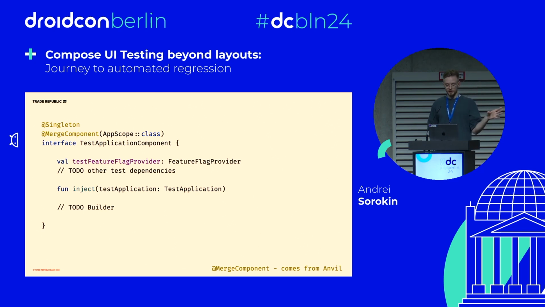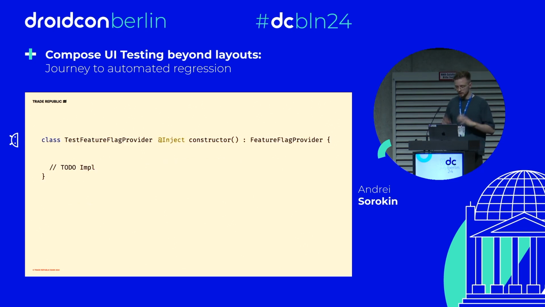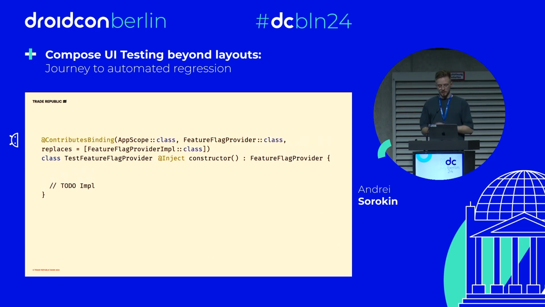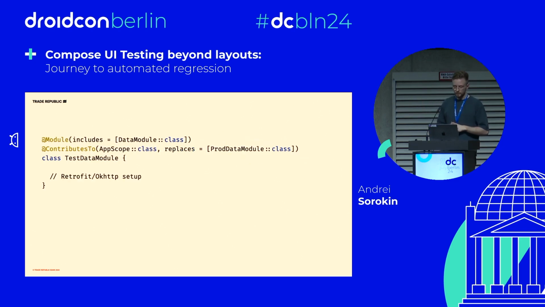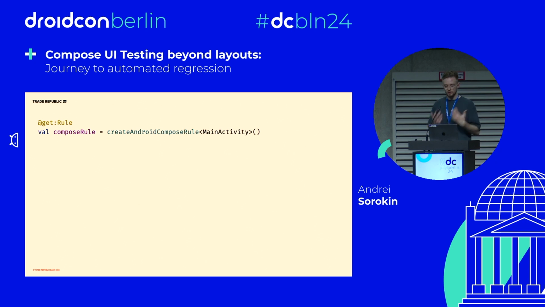So for example, if we need to provide this feature flag provider, we can create a test implementation, and using this contributes annotation, we can replace the actual implementation. So you could also have this on a module scope. For example, with the whole data module, we move everything that is in common to the one data module, and then we have a separate one for prod and for test. Then you can have your certificate pinning set up in the proper way, and then in test you can disable everything that you need. And now, how to actually launch the app.